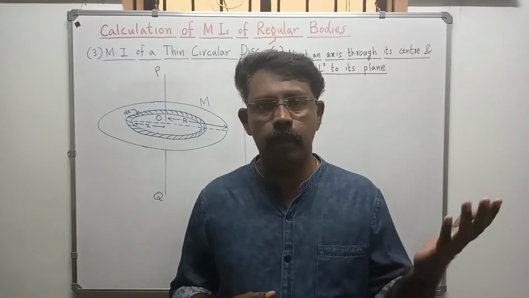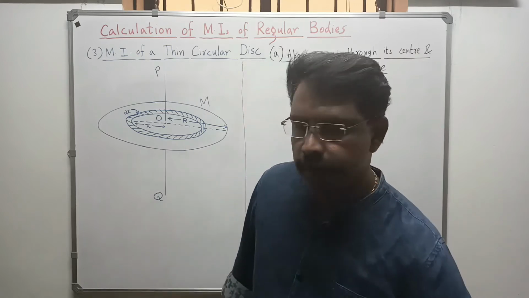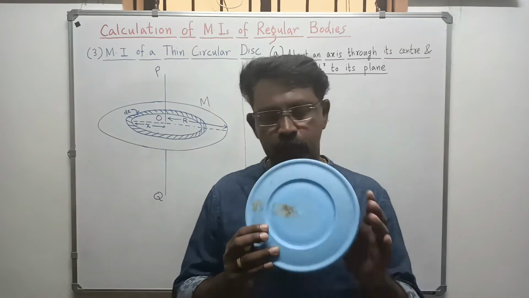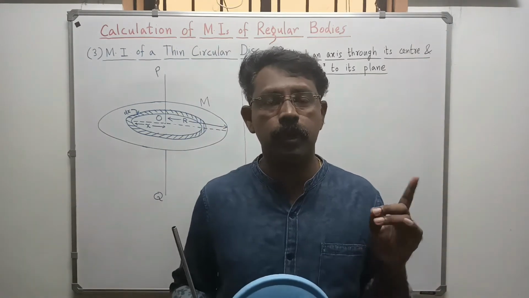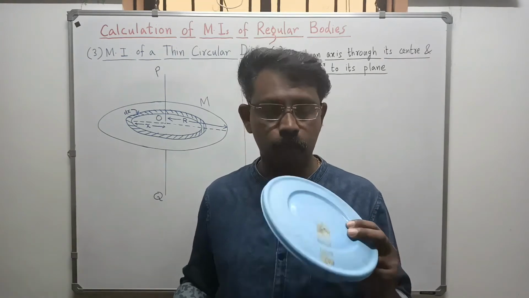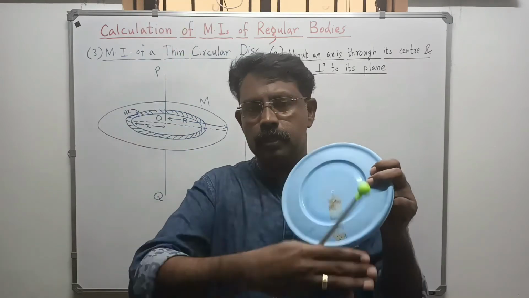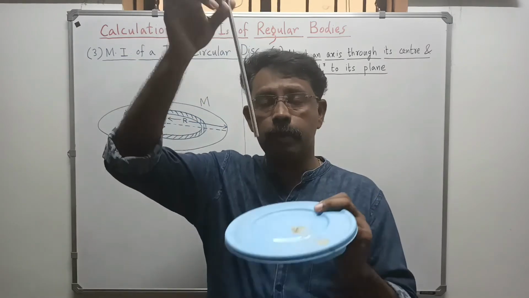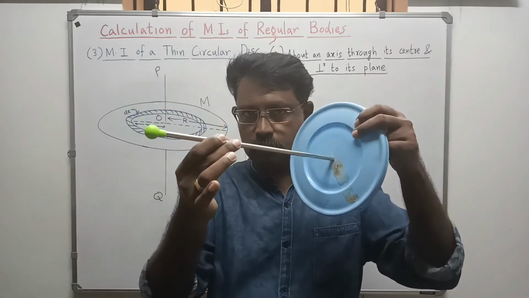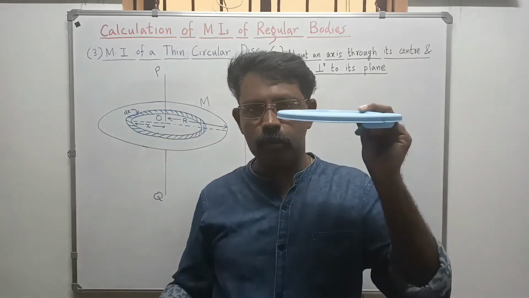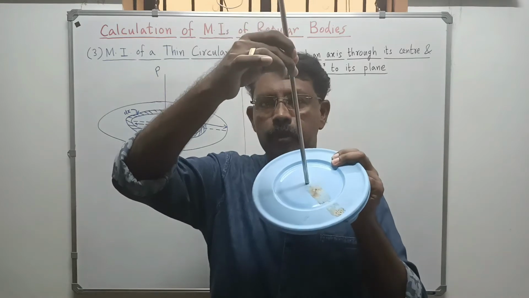As we have already done in the earlier classes, we will take different axes. For example, if I am considering a disk, I have drawn the picture. I am considering a disk like this, and the axis that I am going to take first is an axis passing through the center of this disk and perpendicular to its plane. The plane of the disk is this plane. So perpendicular to the plane, passing through the center, means I am considering an axis like this. Then I am going to find the moment of inertia of this disk about this axis passing through the center and perpendicular to the plane.